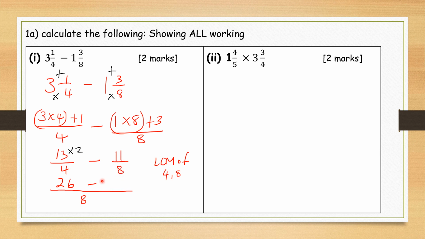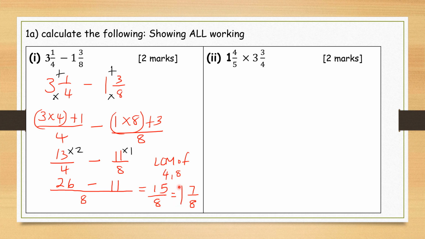we say 8 into 8. How many 8s are in 8? And that is 1. So we multiply that by the numerator, and that's going to give us 11 times 1 is 11. Then we take 11 from 26, and that is going to give us 15/8. That's an improper fraction, so we're going to convert that to a mixed number, and that will be 1 and 7/8. So the question is, how many 8s are in 15?